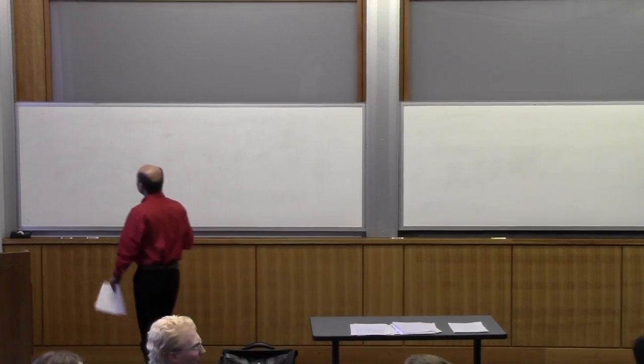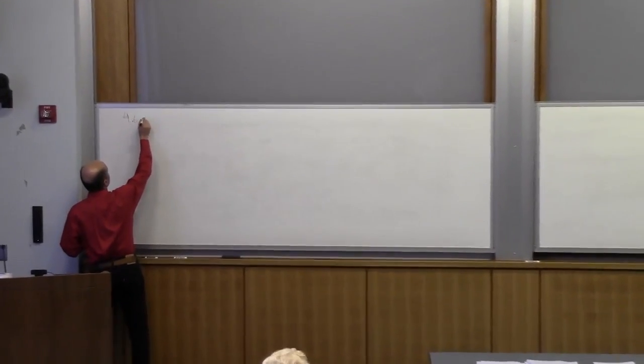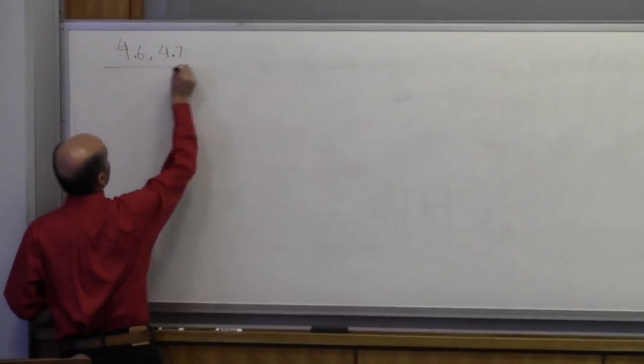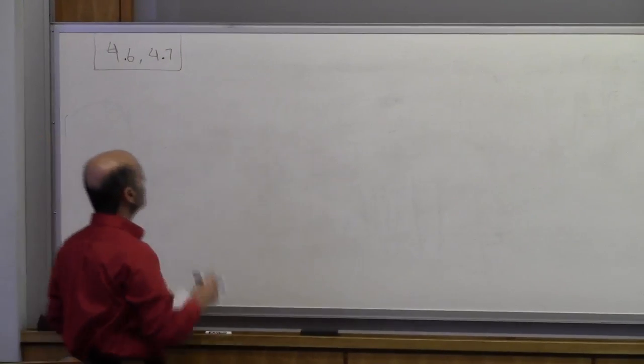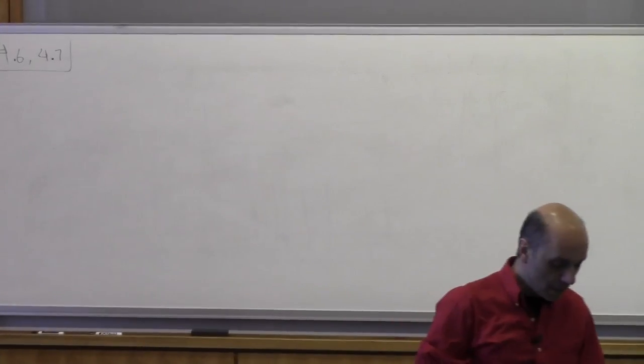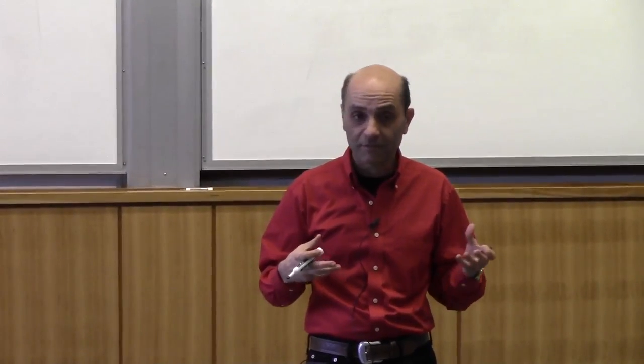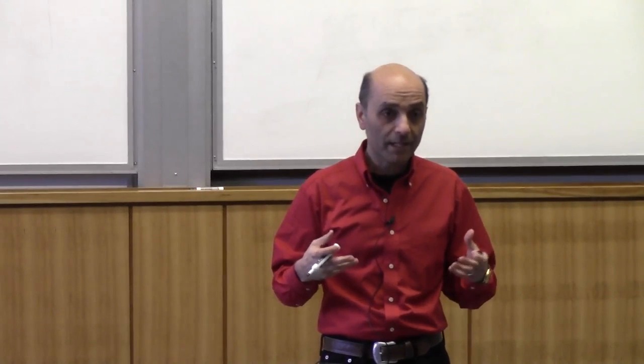So the material I'm going to cover today is chapter 4.6 and 4.7. I want to give you an intuition about what we mean by uncertainty and where uncertainty comes from when we do estimation. We're going to see that when we're trying to estimate a parameter, part of the uncertainty comes from the noise in our measurements. Part of it comes from the fact that the data we're getting may not be exploring the space very much.